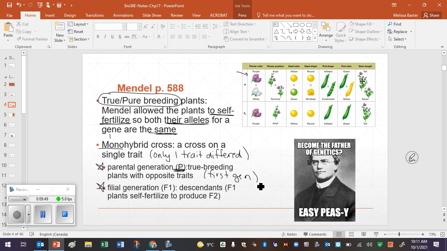The generation that comes after will be their descendants. It's called a filial generation.